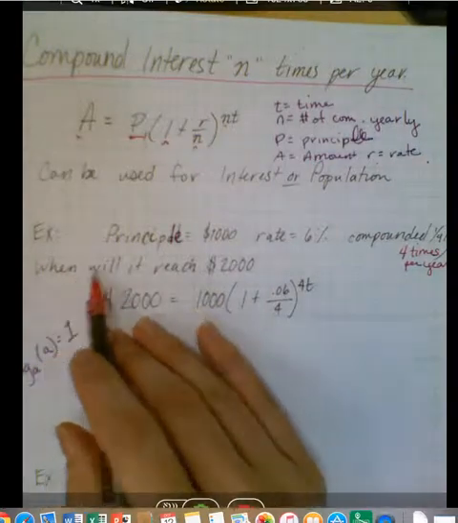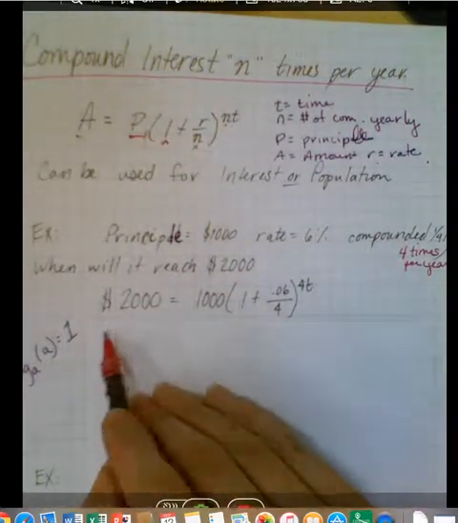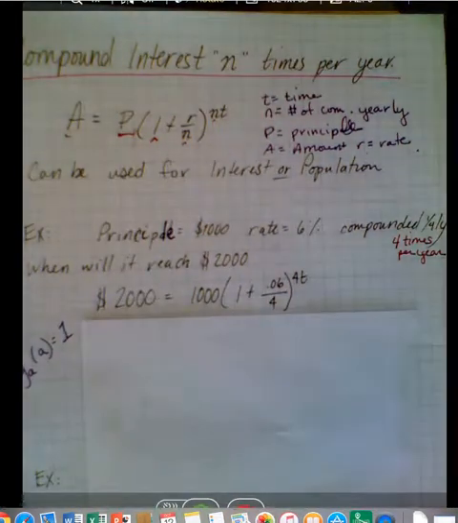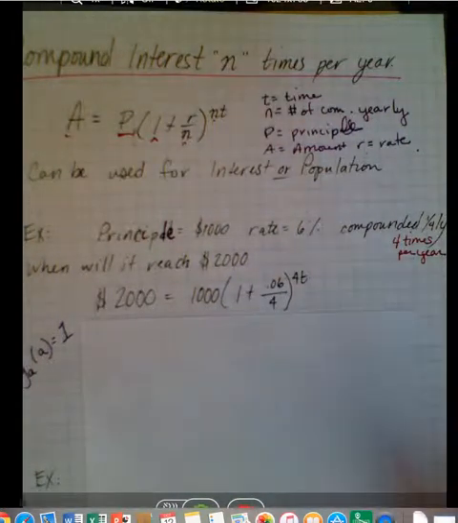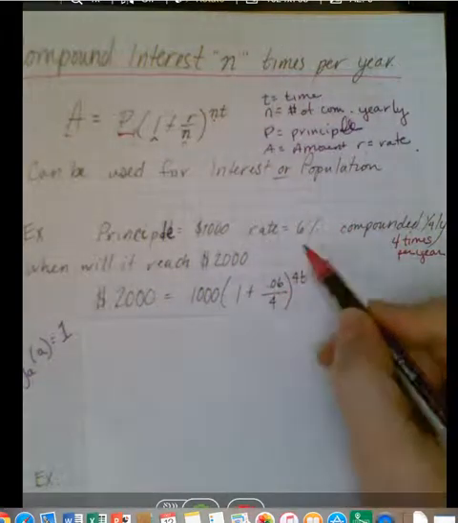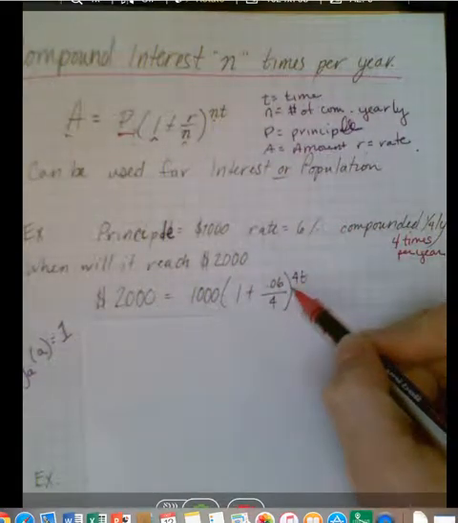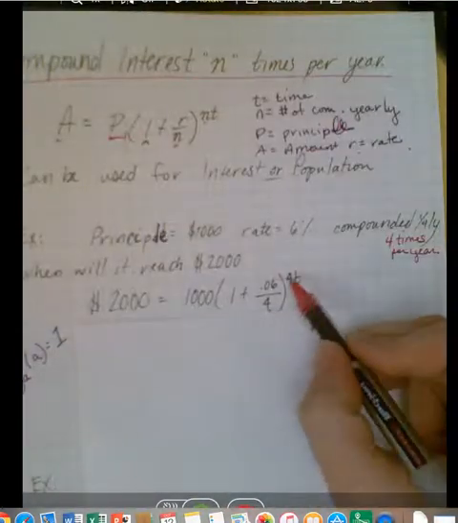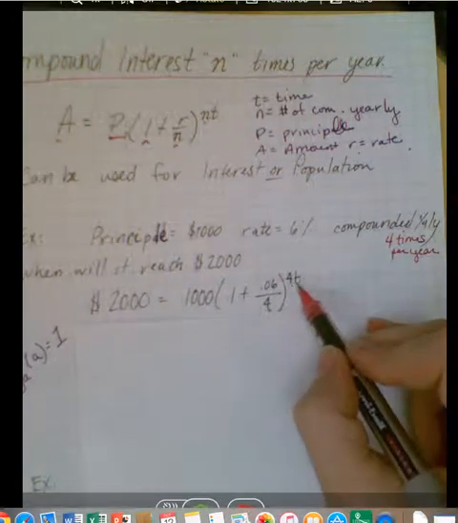And here's my question. When will it reach $2,000? So when you set this up, you're going to have $2,000 is the amount that I'm interested in. $1,000 is my principal, how much I started with. 1 will always just be a 1. 0.06 because it's not 600%. That's what it would be if you put in 6 instead of 0.06. And then 4 being the number of times per year it compounds. N, 4 times per year.